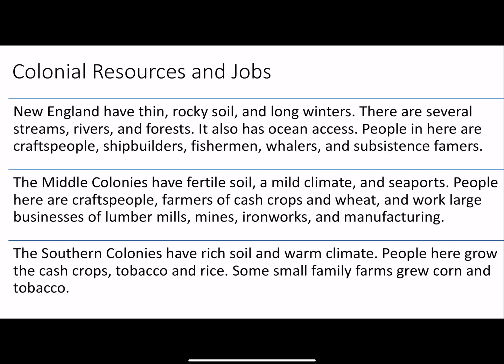So in New England, they have thin, rocky soil and long winters. There are several streams, rivers, and forests. It also has ocean access. So in this area, it wasn't necessarily a farming area. They didn't do a lot of farming, but they did a lot more using the ocean and the forest to their advantage. So people here are craftspeople, shipbuilders, fishermen, whalers, and subsistence farmers.